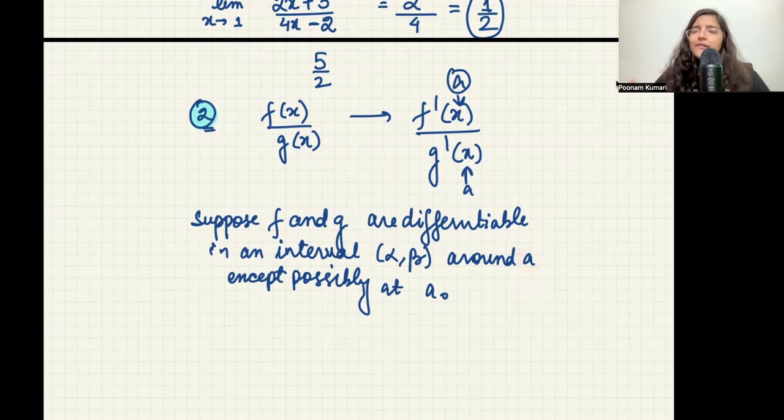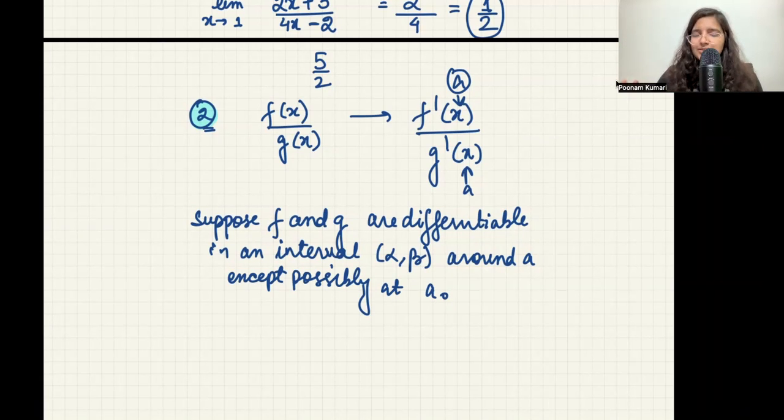Okay. So all that I need to apply L'Hopital's rule is that my functions f and g should just be differentiable in an interval around point A. Even if they're not differentiable at A, I'm fine with that. So even then I can apply my L'Hopital's rule. Previously we said your function should be differentiable, and it should be differentiable at A also. That's why you're figuring out f prime A and g prime A. So that was a stricter version of it.